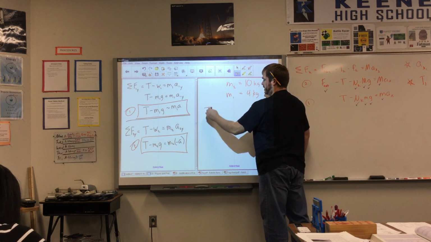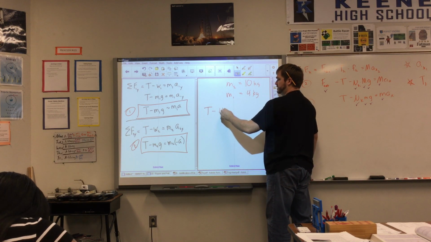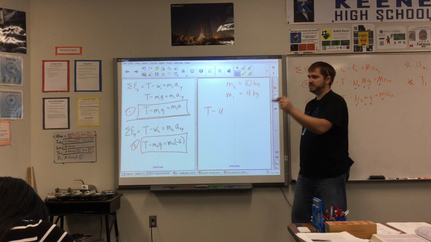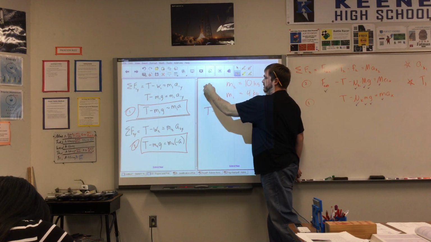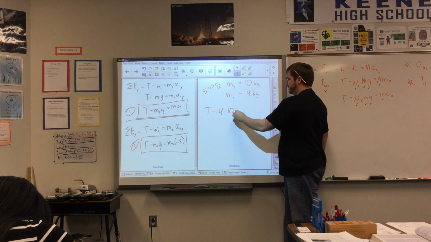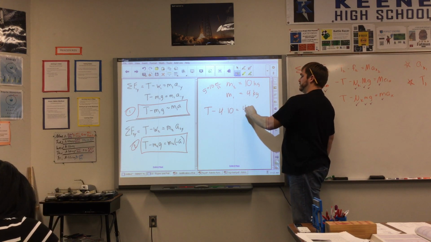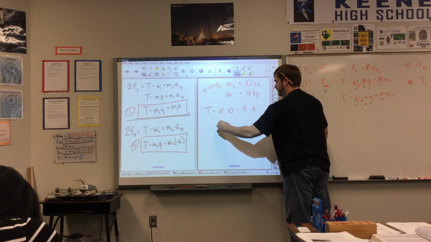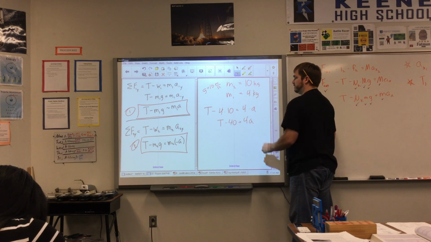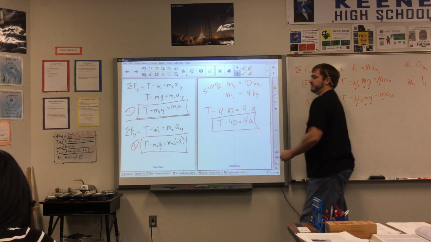So, tension minus 4 times, instead of saying 9.8, let's play like this is the AP test, and we're going to say g is approximately 10 meters per second squared. So 4 times 10 equals mass, which is 4, times acceleration. So T minus 40 equals 4a. There's my first equation.